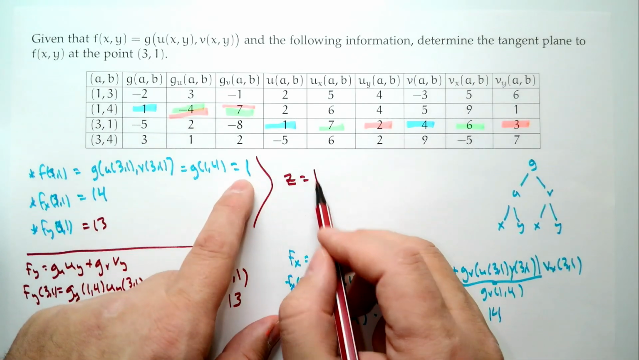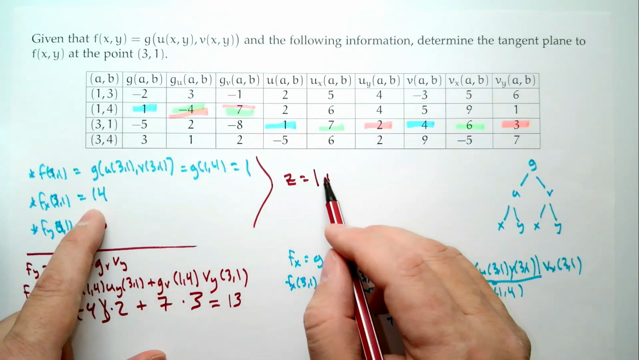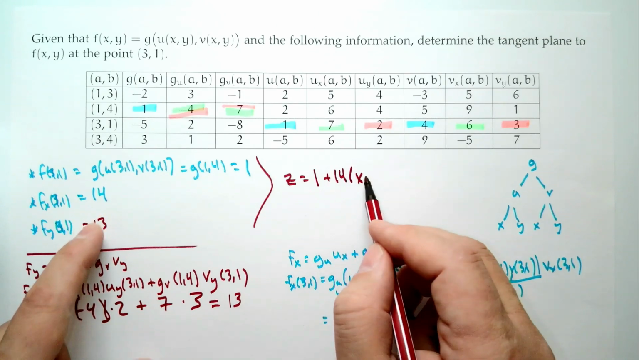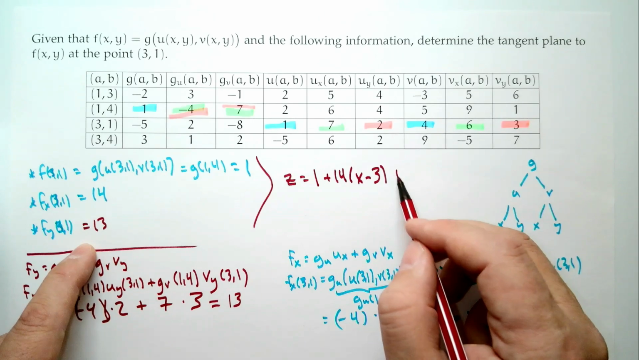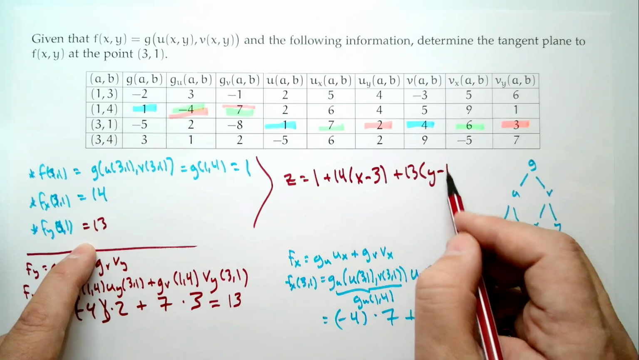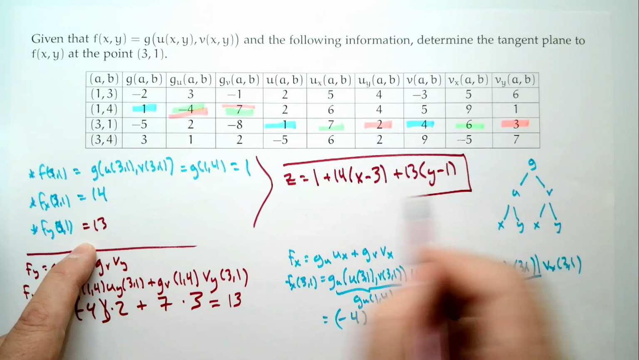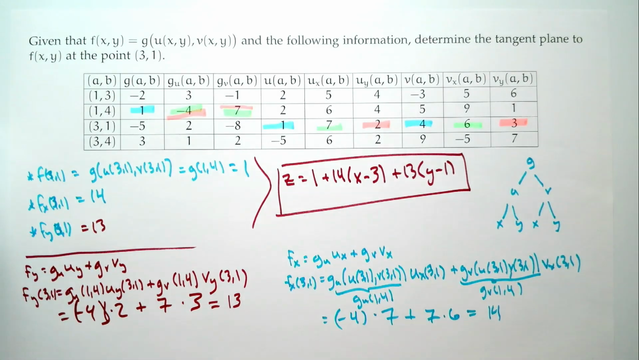And now that you have that information, you get your tangent plane z equals the value of the function, which is 1, plus the derivative with respect to x, 14, times x minus your x coordinate, which is 3, plus derivative with respect to y, 13, times y minus your y coordinate, which is 1. And there you go.